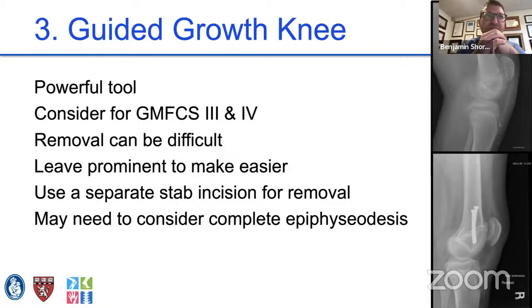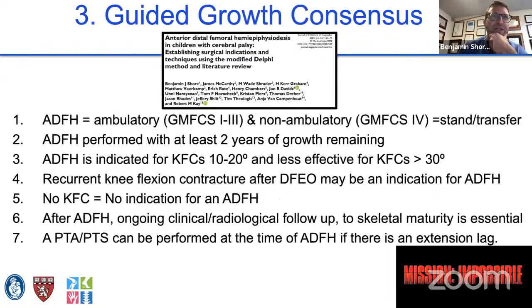The nice thing is I do this for all functional levels, and you can do it early in 4s and 5s, and then it really helps mitigate the degree of knee flexion contracture. The hardest thing is that these screws don't know when to stop. If kids are not following up with you and you have incomplete crossage of the physis, one screw is across the physis and one screw isn't, you can inadvertently create a crankshaft phenomenon.